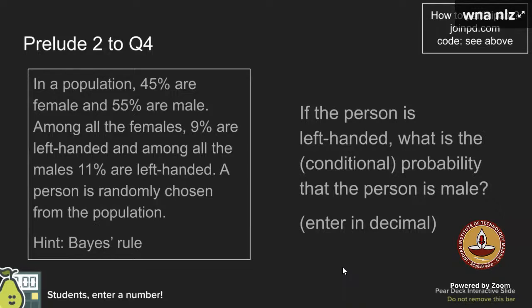If the question was, given a person, what is the probability that he will be left-handed, then we would go for total probability. But since we already know the end result, that the person is left-handed, we have to go back and see what is the probability that the person is male. To understand the question better, let's have a look at this.